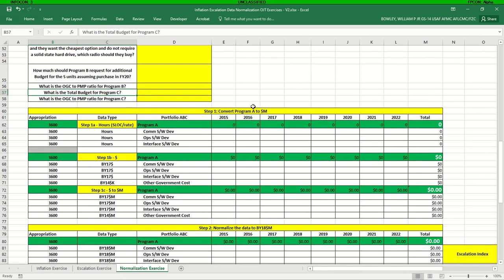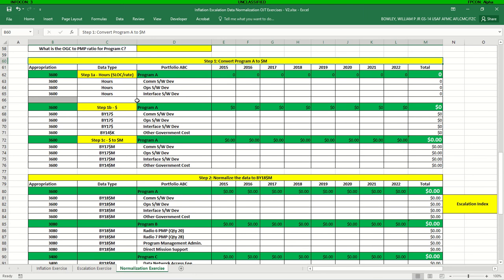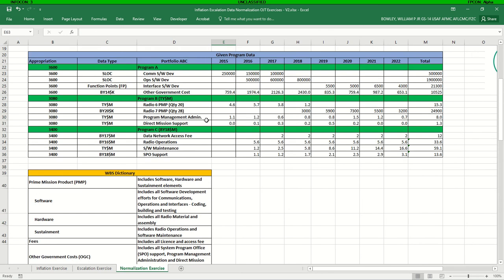So step 1 of this exercise is going to be converting program A to dollars millions. So you'll remember program A was given to us as software metrics. So we've got software lines of code and function points here. We need to convert those inputs to hours. So we're going to convert them using the data that's provided.